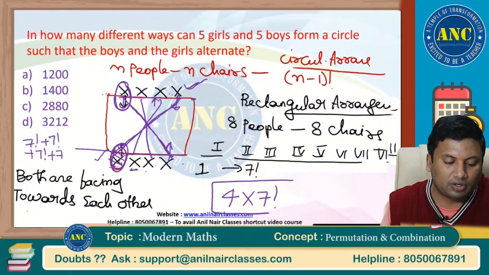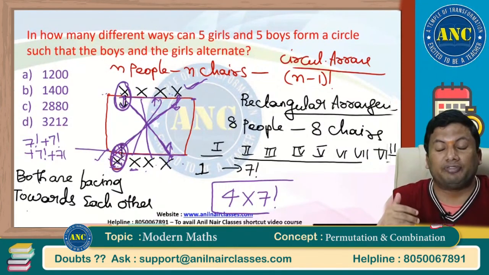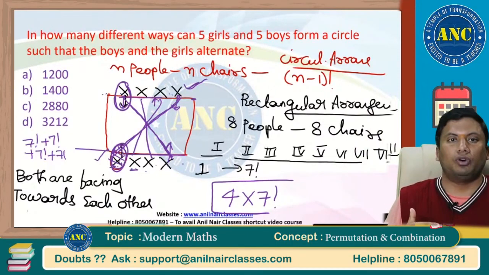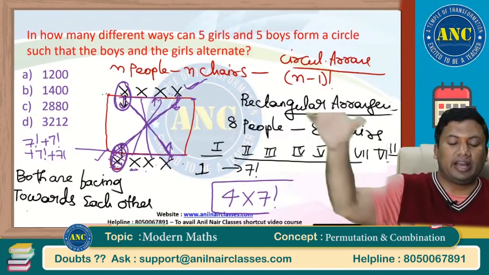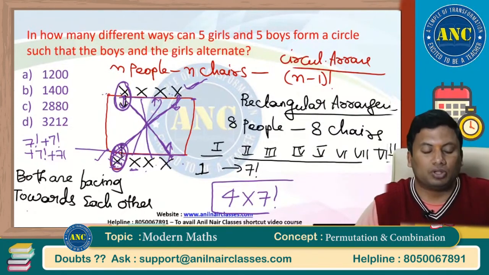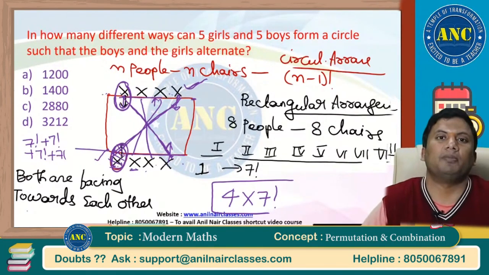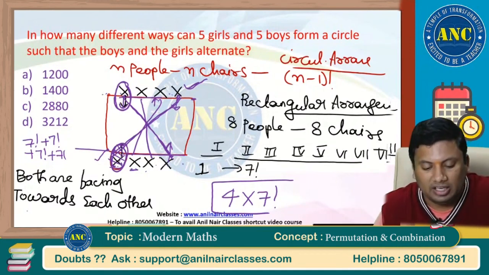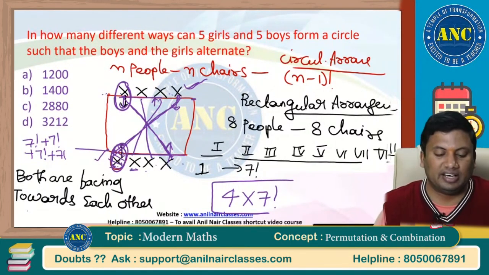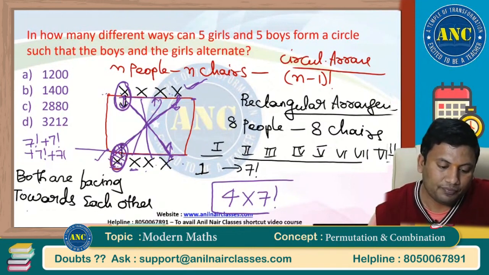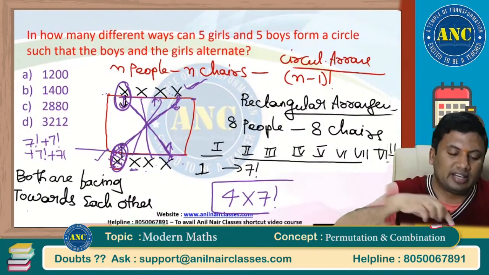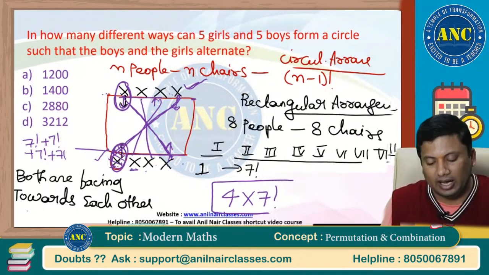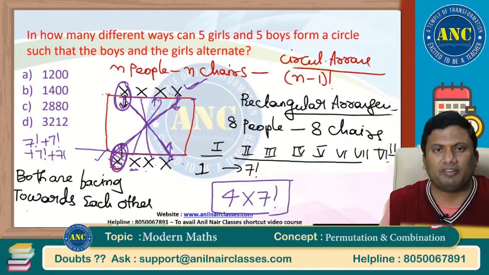I don't need to take the opposite 4, because the opposite 4 arrangements are similar to these 4. Diagonally opposite, these both are same. Are you all with me? One is left side edge, right side 3. Here also left side edge, right side 3. If he is turning this side, again left edge, right 3 people. Again it is similar. Answer is 4 into 7 factorial.